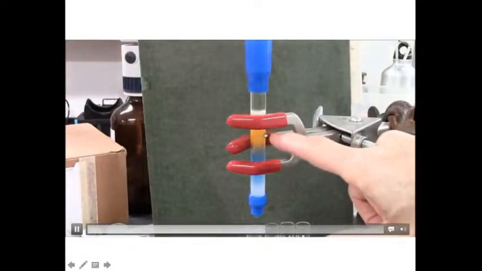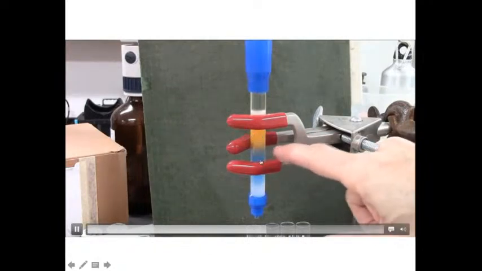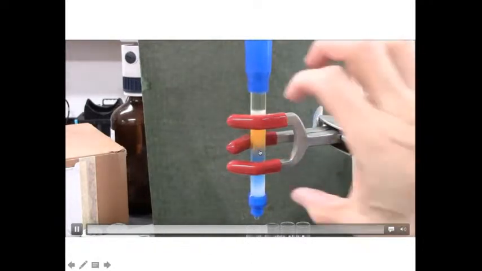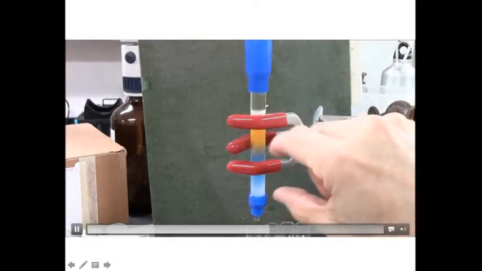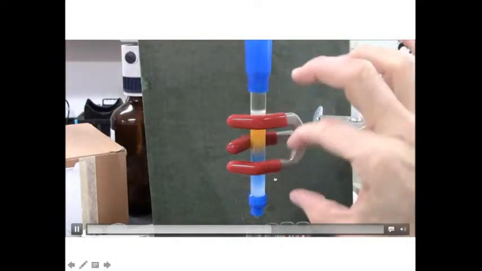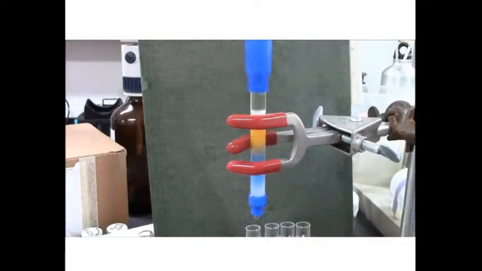The yellow molecules are up here, the blue are down here. Still got a little overlap. So I may have overloaded this column, but we'll see. I'm hoping that before the blue molecules elute that they'll actually be separated from the yellow, but it's going to be close.